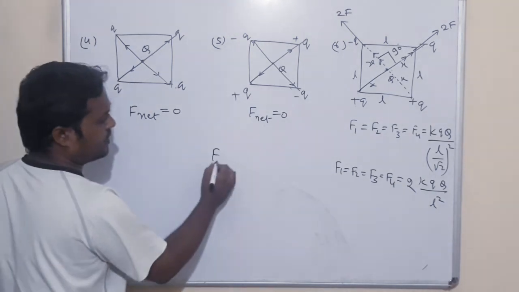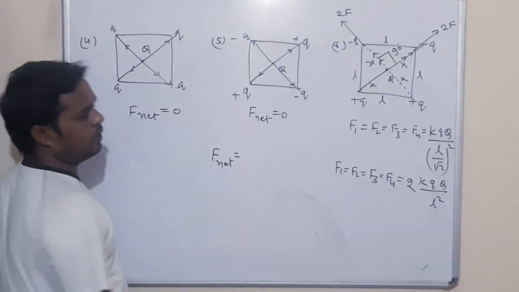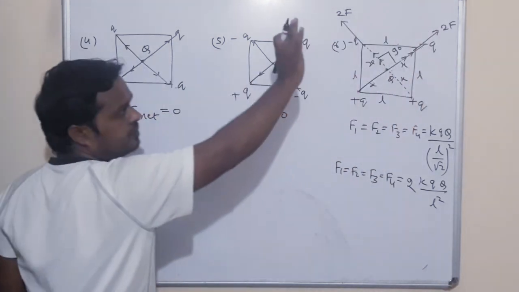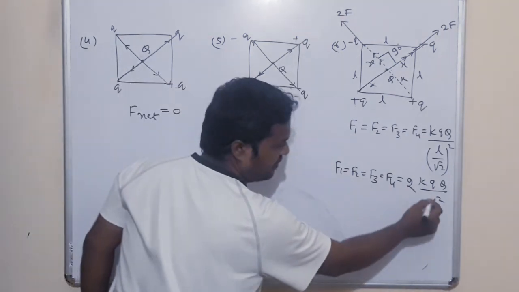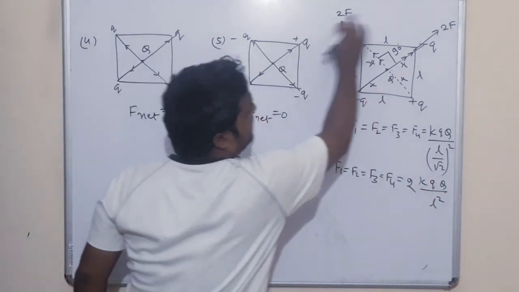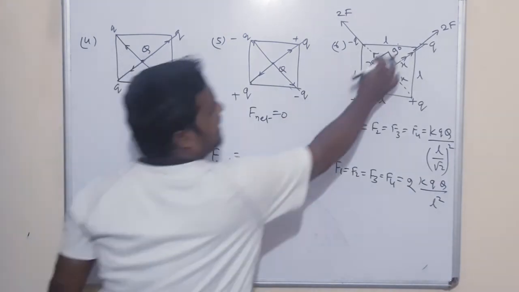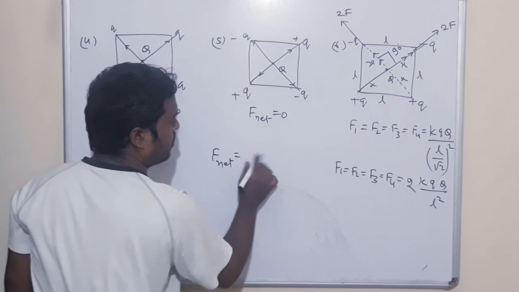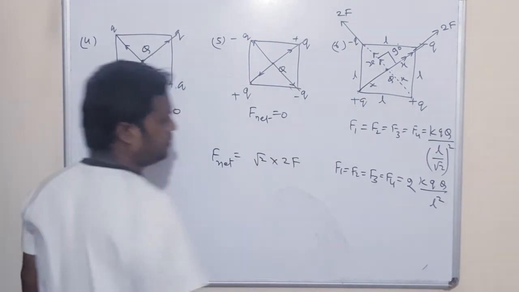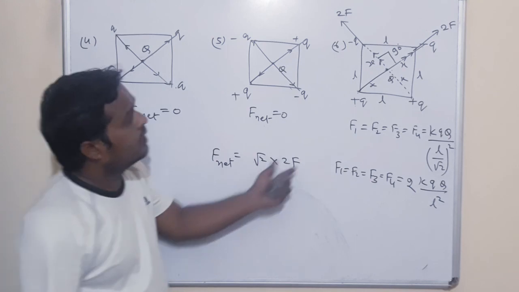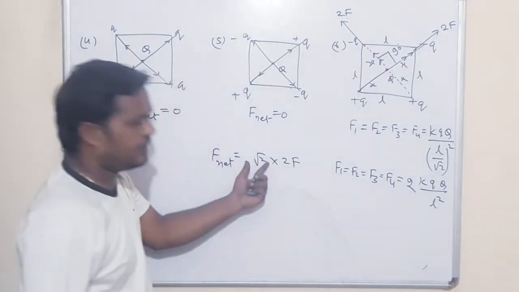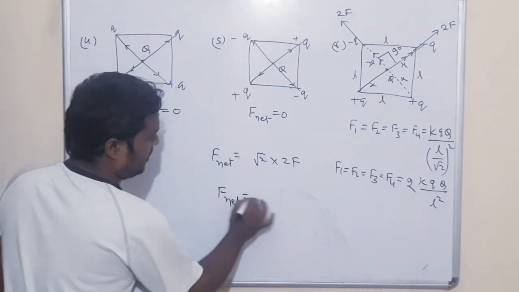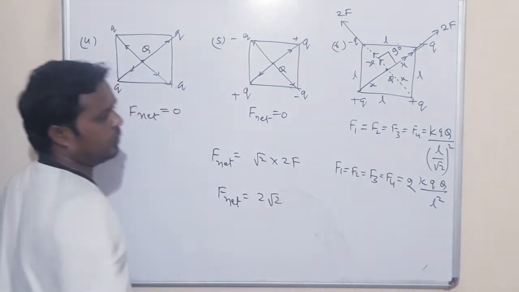Then what will be the net force? This net force will be equal to 2F. Each force is 2F. See, what is F? This is F. Each force is 2F. Angle is 90. Then what is F net? Root 2 multiplied by 2F. Just multiplied by root 2. Each force is 2F. Angle is 90. So multiply by root 2. Then this F net will be equal to 2 root 2 into F.